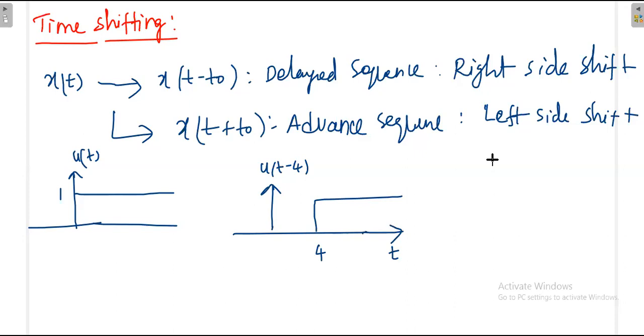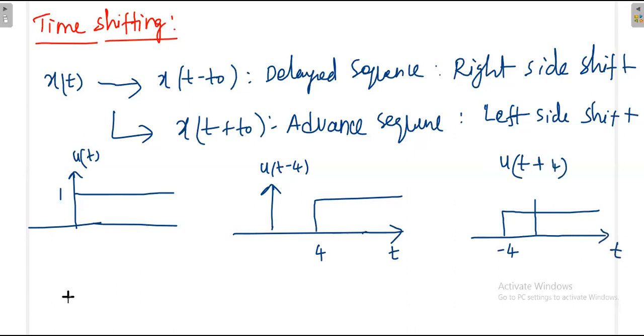Otherwise, if it is u of t plus 4, then what happens? The original diagram will be shifted towards the left by 4 units. So the diagram will start at t is equal to minus 4, then it goes up to infinity. Next we'll see some examples.